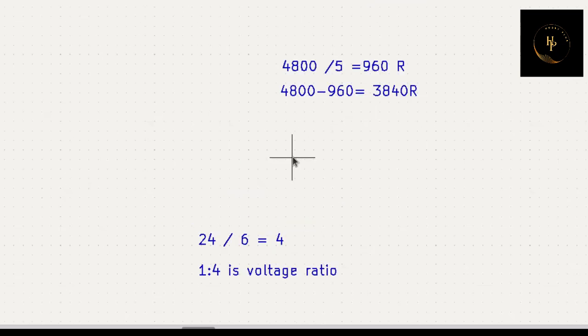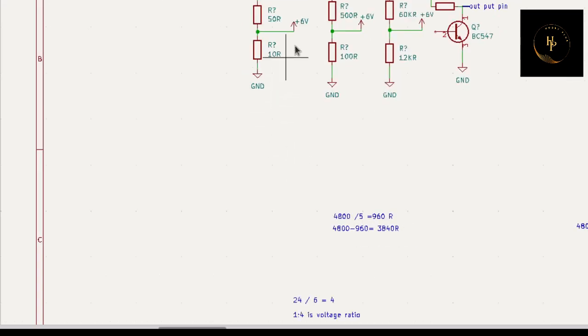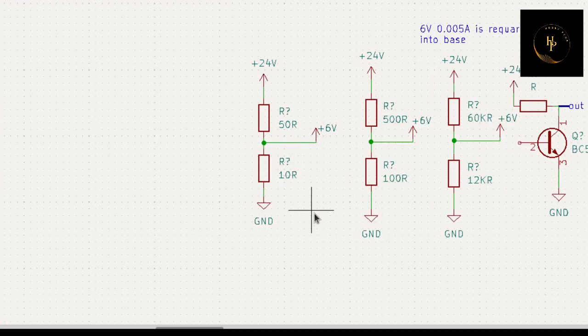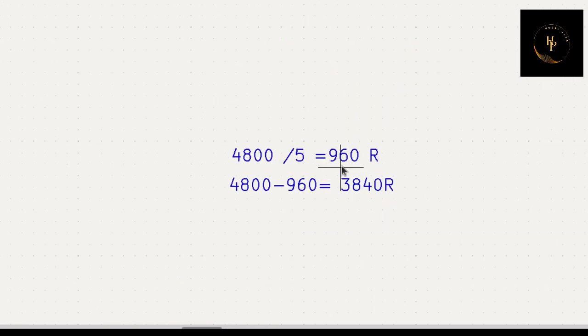Then I do one thing. 1 plus 4 is equal to 5. So I divide the main resistance, total resistance, by 5, and I get this value. That is your R1. That means you put it here. That is your R1, I already told you. And when you subtract the R1 value from the total resistance, you get the R2 value. And that is your R2 value.